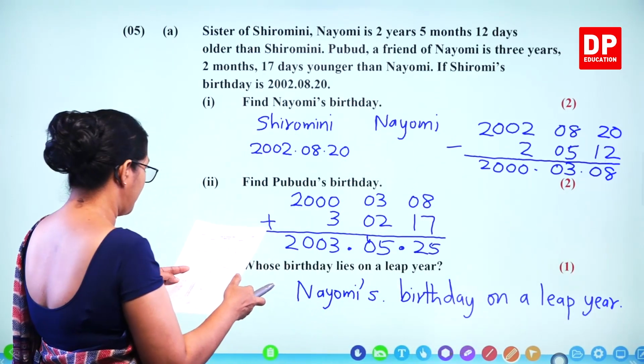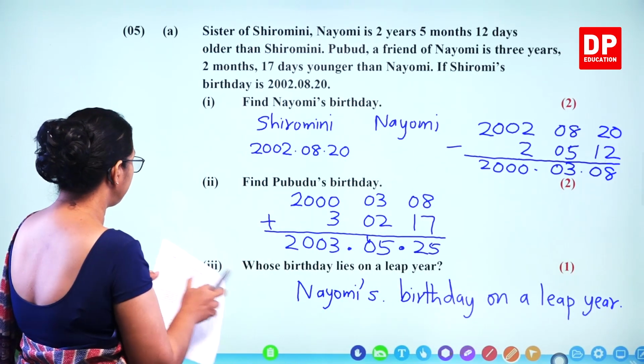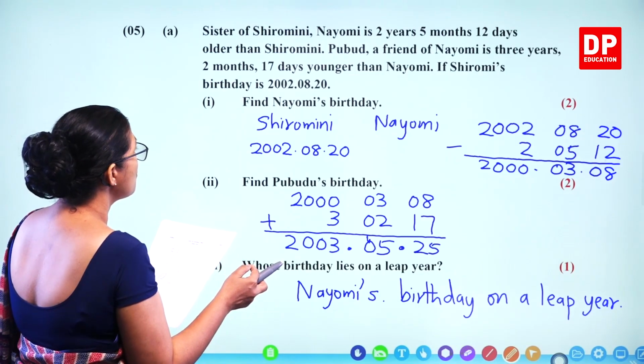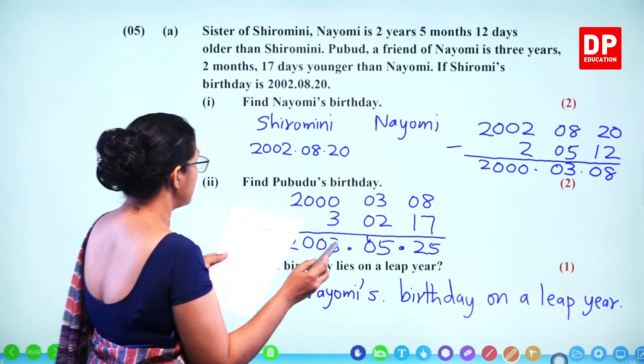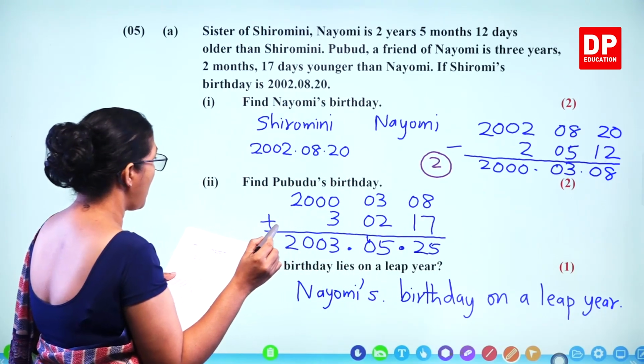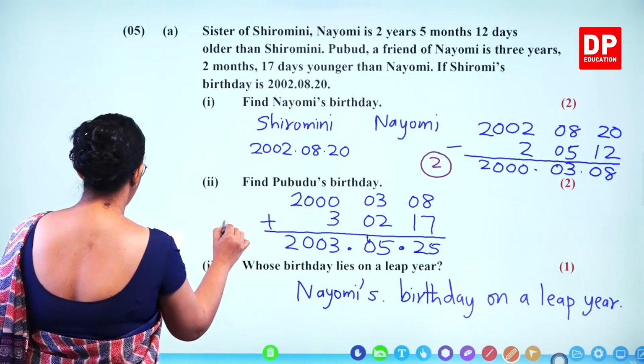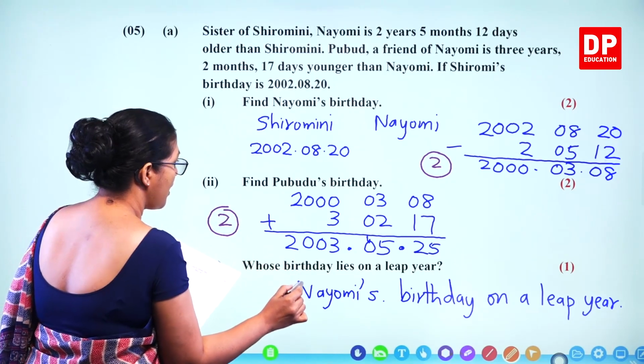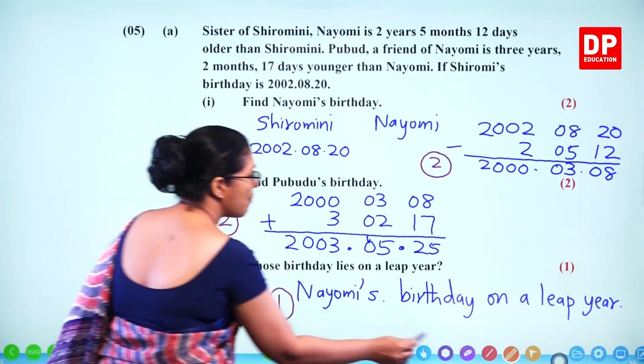So let's see marks for that. 2000, 3/8, 2 marks. 2003, 5/25, you get 2 marks. And Naomi, 1 mark. So 5 marks given.